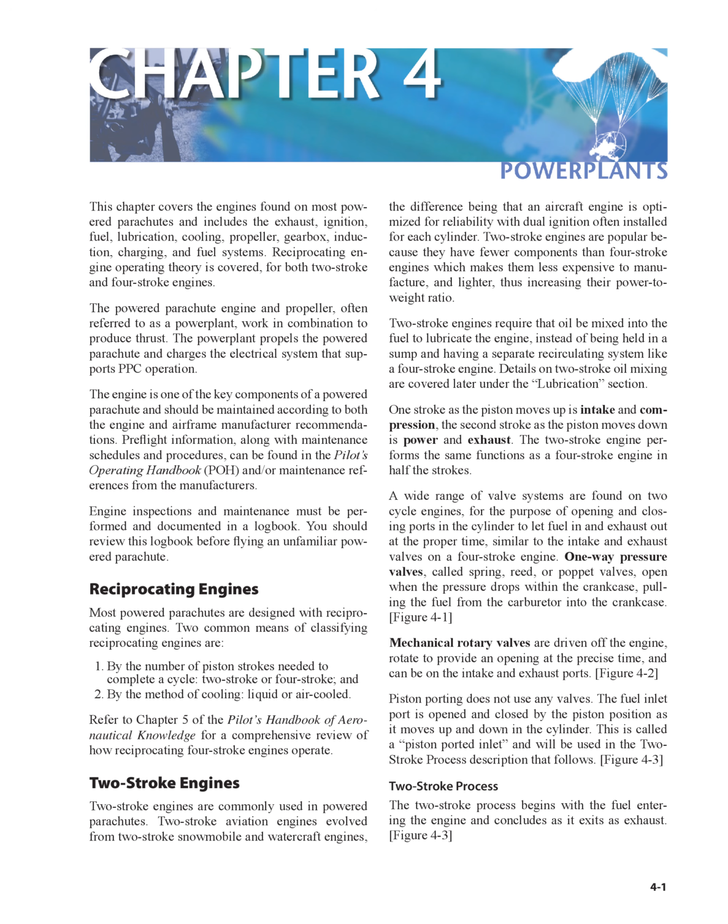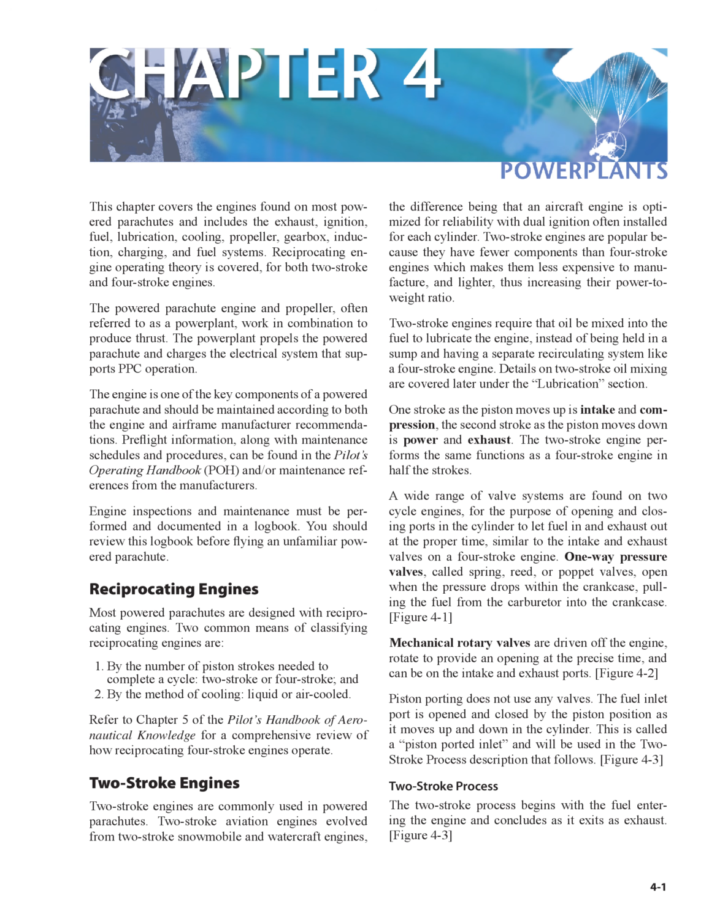2-stroke aviation engines evolved from 2-stroke snowmobile and watercraft engines, the difference being that an aircraft engine is optimized for reliability with dual ignition often installed for each cylinder. 2-stroke engines are popular because they have fewer components than 4-stroke engines, which makes them less expensive to manufacture, and lighter, thus increasing their power-to-weight ratio. 2-stroke engines require that oil be mixed into the fuel to lubricate the engine, instead of being held in a sump and having a separate recirculating system like a 4-stroke engine. Details on 2-stroke oil mixing are covered later under the lubrication section.